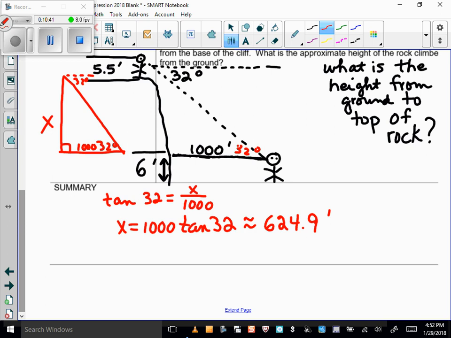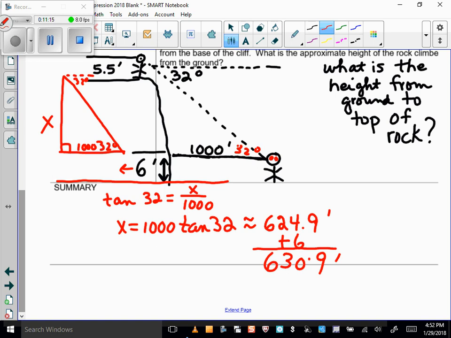Okay, but now here's something that is relevant to this problem. I'm looking from eye level, right? I'm taking this person's eyes here. So what do I have to do to get from the ground to the top of that rock is I got to add that 6 feet in there, right? So from the ground, because here's the ground, I got to add this 6 feet back in here. So it's going to be about 630.9 feet. So that's what you got to do.